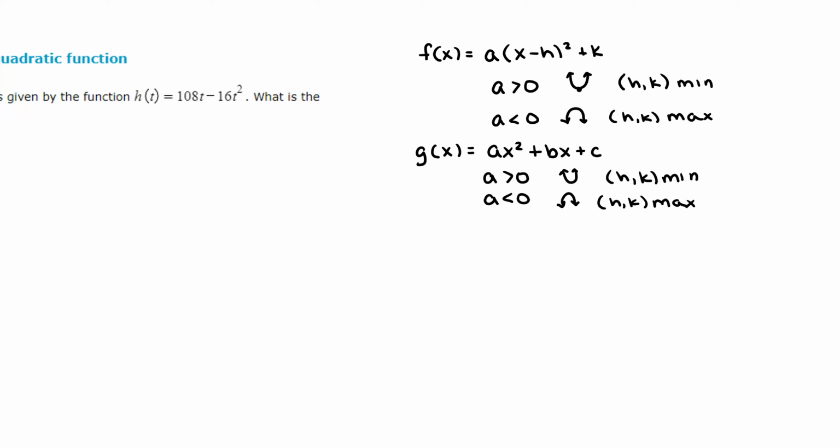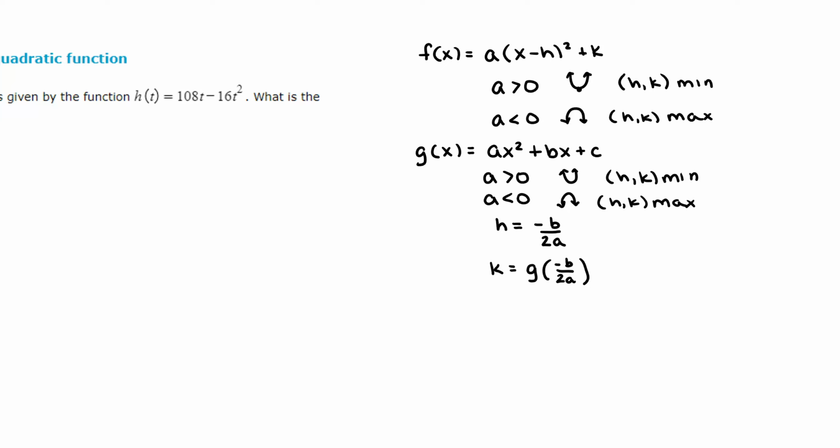But the problem here is that I don't actually have an h and a k, right? I've got a, b, and c. So the way we find h and k is h is negative b over 2a. And k is whatever you get when you plug that in. I think there's some formula out there for how to find k, like using completing the square, but I think it's just easier to plug it in. Okay? So these are the rules for quadratic functions.